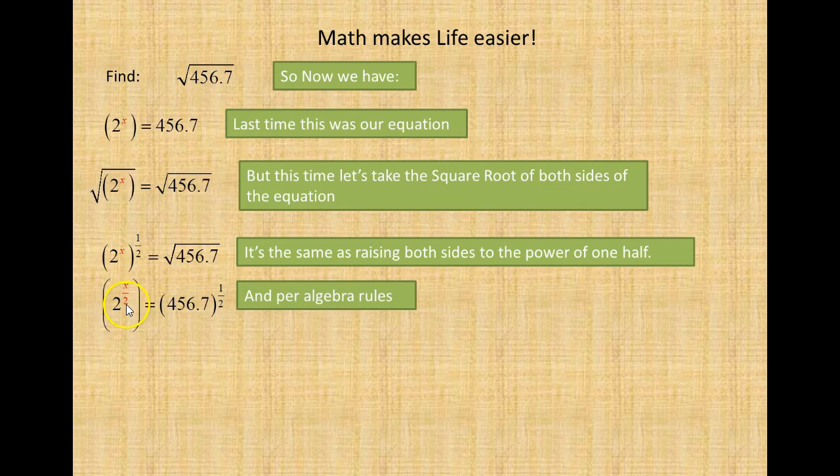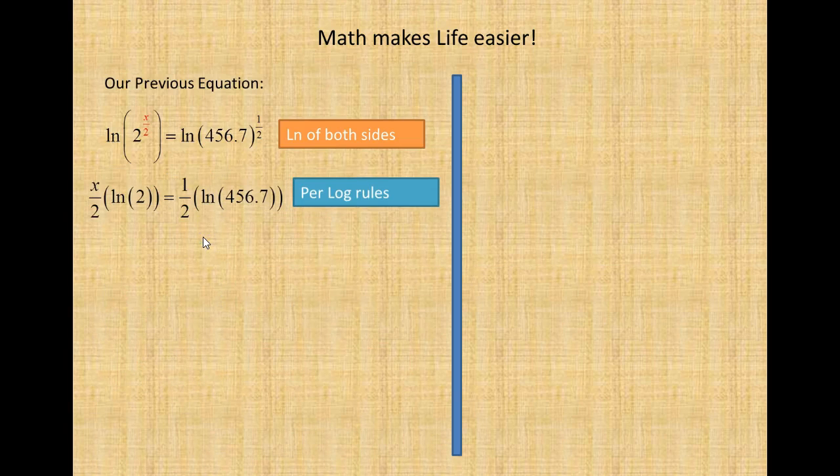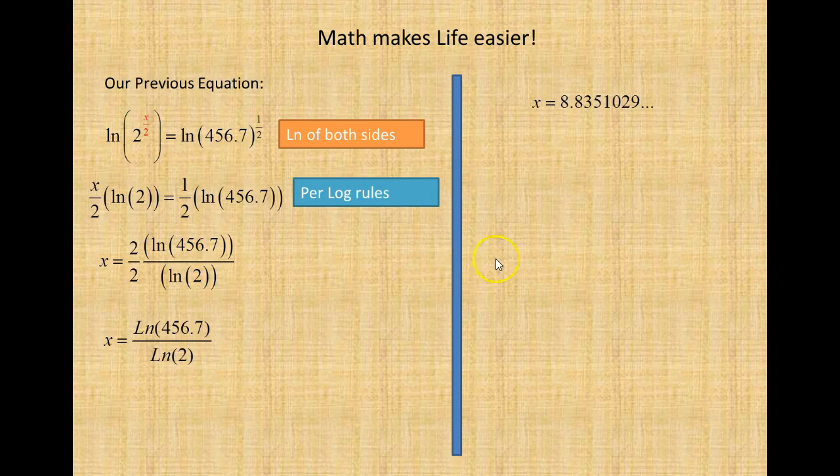And I can multiply the x by 1/2 per algebra rules, and then I can take the log of both sides. Here's my previous equation. I take the log of both sides, that's x over 2 times log of 2 equals 1/2 times the log of 456.7 per log rules. Then I multiply by 2, and I get 2 over 2, and x is equal to log of 456.7 divided by log of 2, which is x equals 8.83.